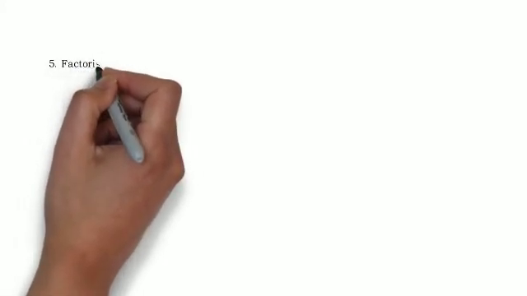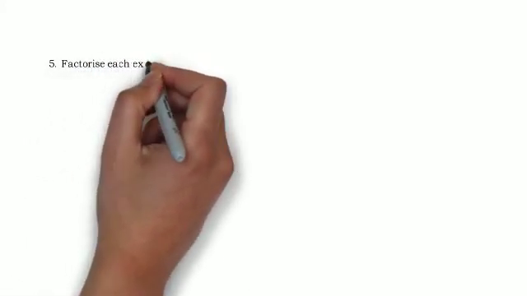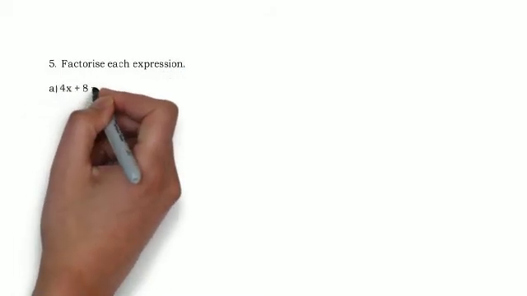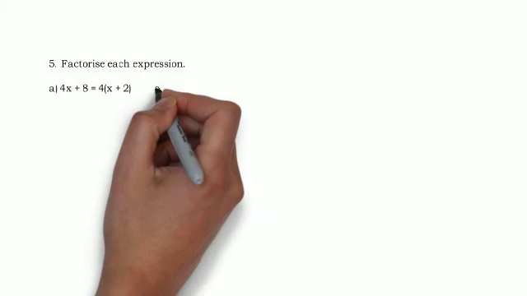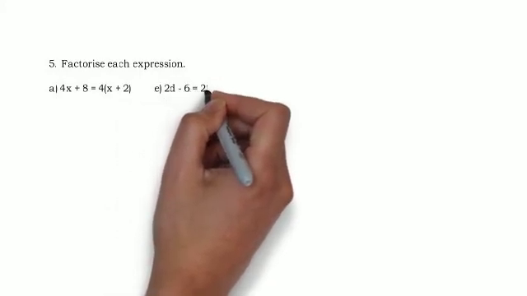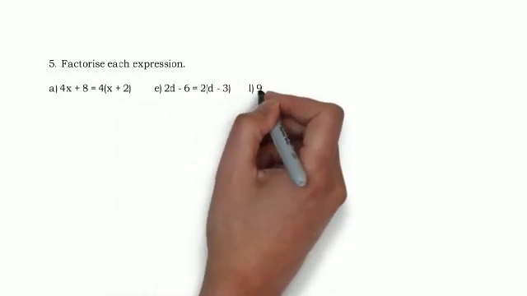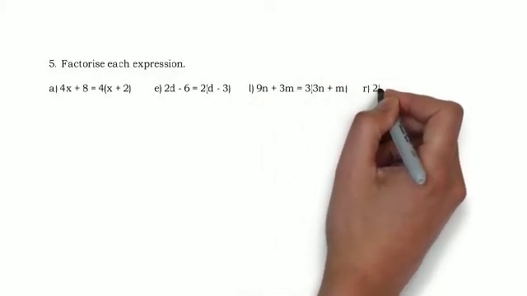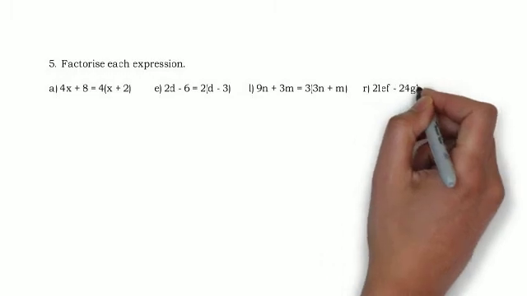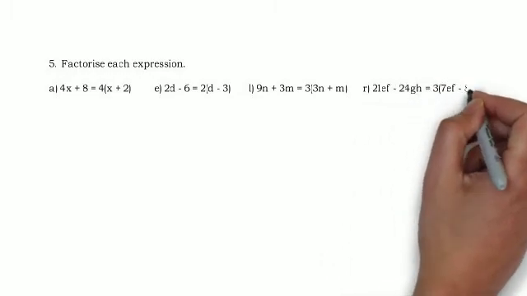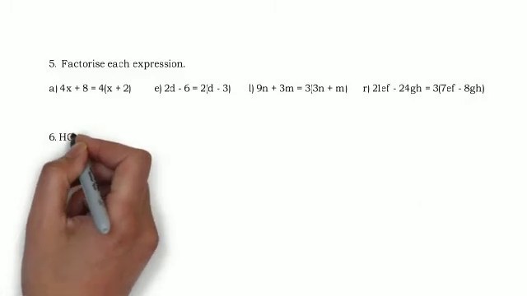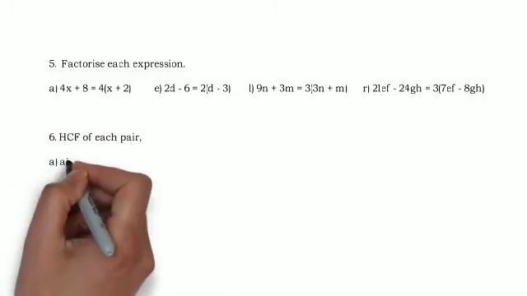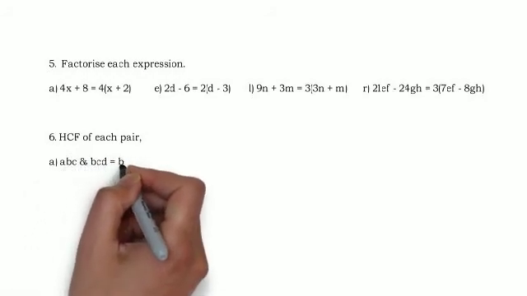Then in question 5, we're going to factorise these expressions. Part A, 4a plus 8 becomes 4 bracket a plus 2. In part B, that becomes 2 bracket d minus 3. Part I, that becomes 3 bracket 3n plus m. Part R becomes 2 bracket ef minus 12gh. That becomes 3 bracket 7ef minus 8gh.